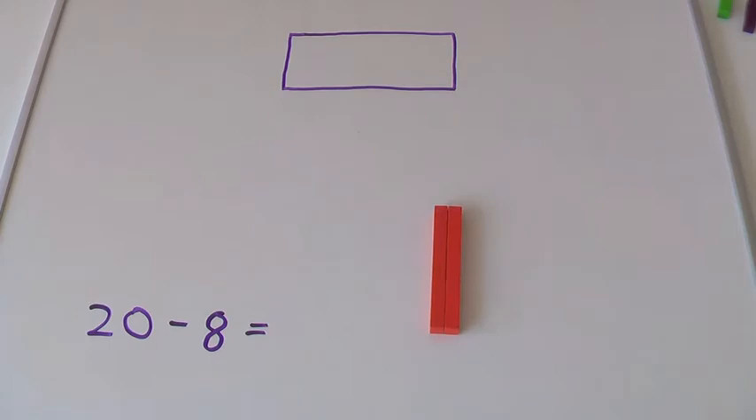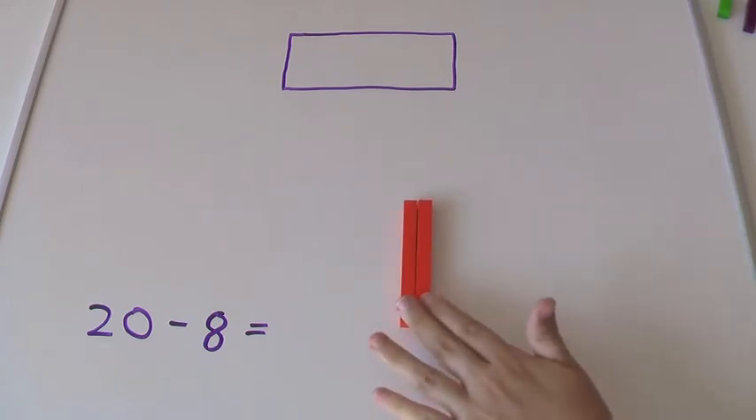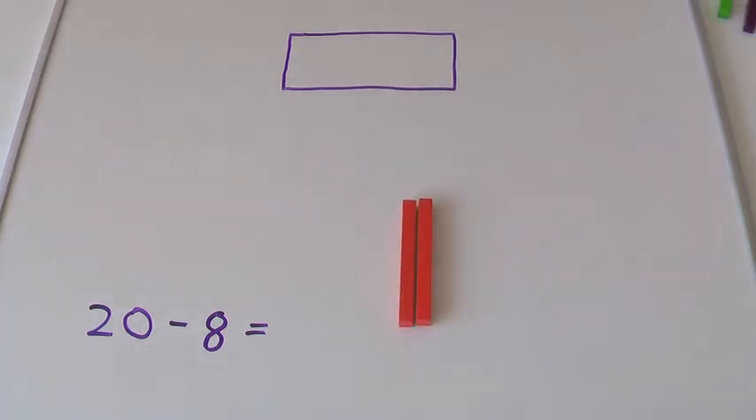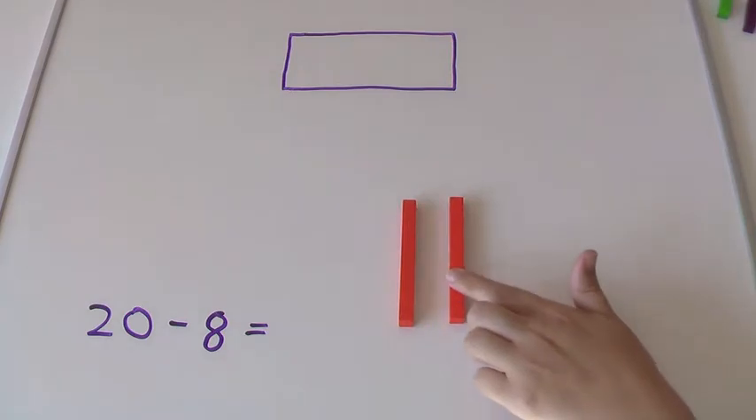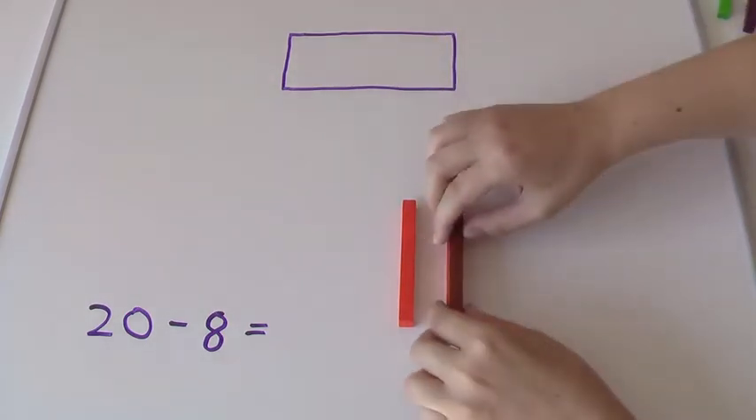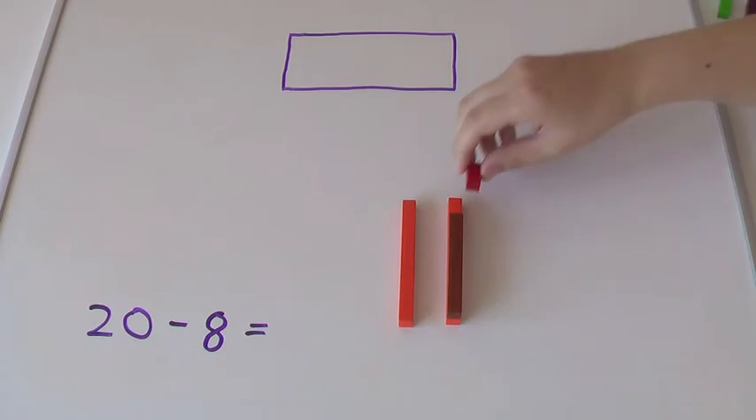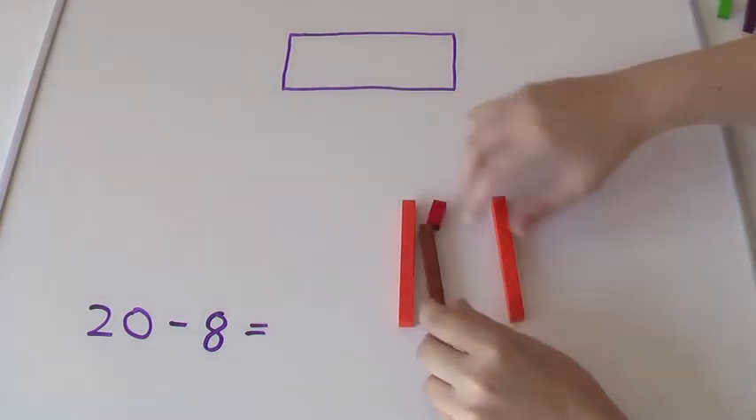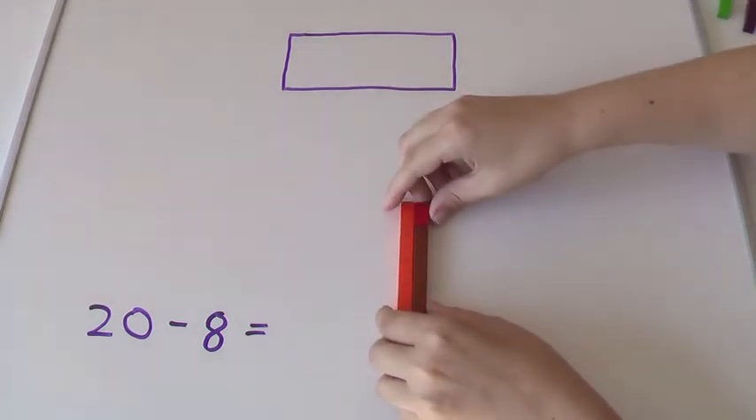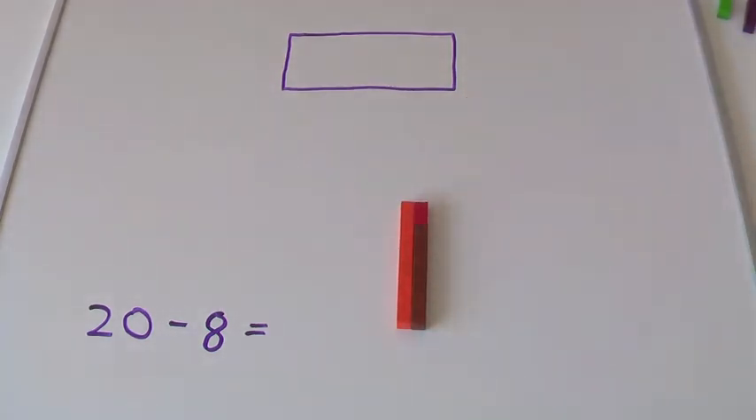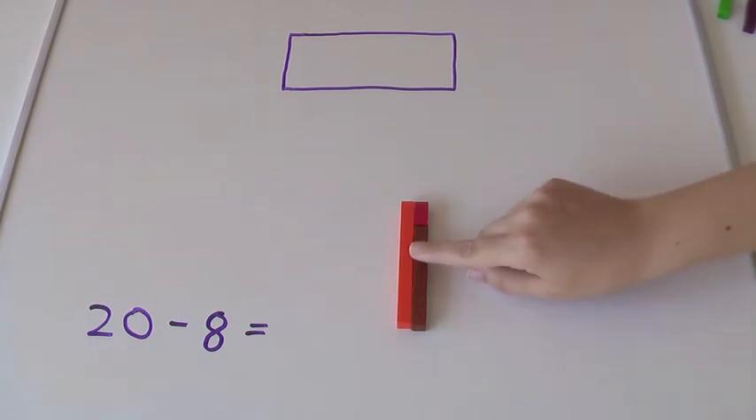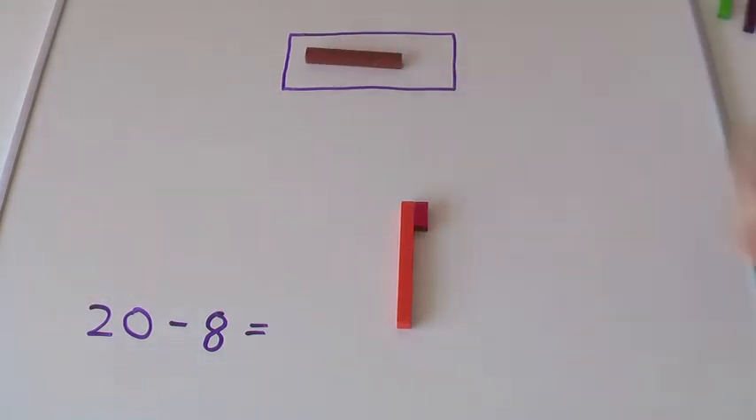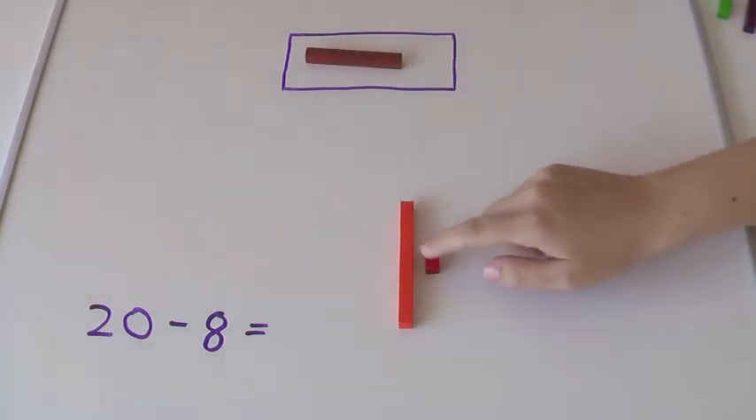The next step is to teach your children to subtract from a group of tens. So here we have 2 tens, 20. And we're going to subtract 8. So basically what we're going to do is trade one of these 10s for an 8 and a 2. So we still have 20, and now we can take away 8 from that 10. So we've taken away 8, and we are left with 10 and 2, which is 12.